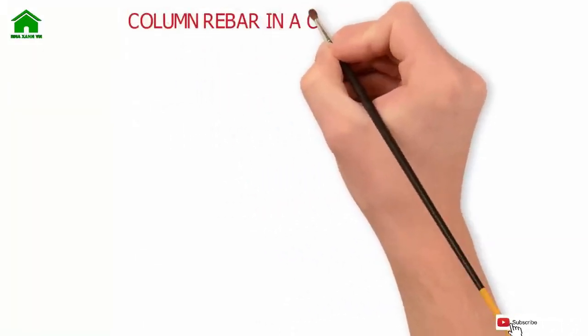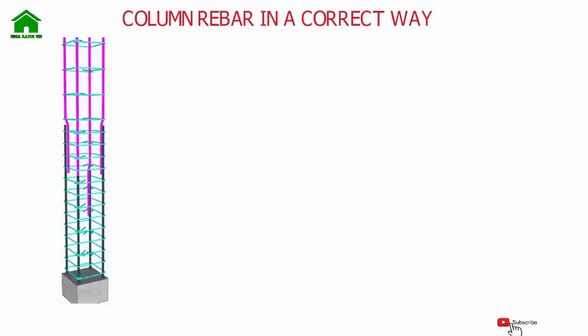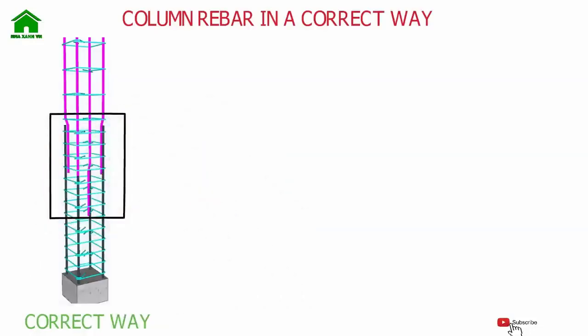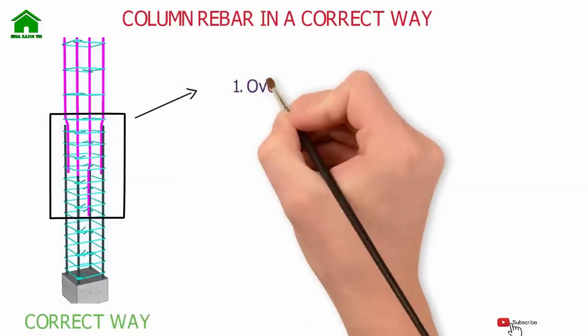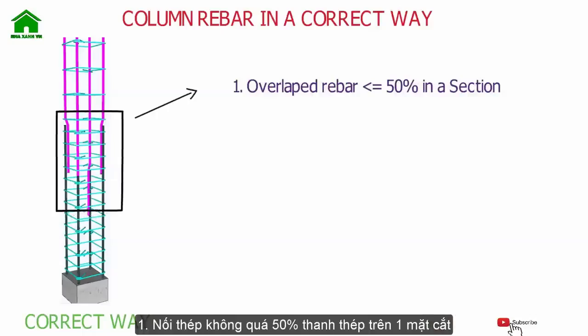Now we are talking about the column rebar in the correct way. In the correct way, we have 5 rules. Don't forget these 5 rules like this. First: overlapped rebar not over 50% intersection.